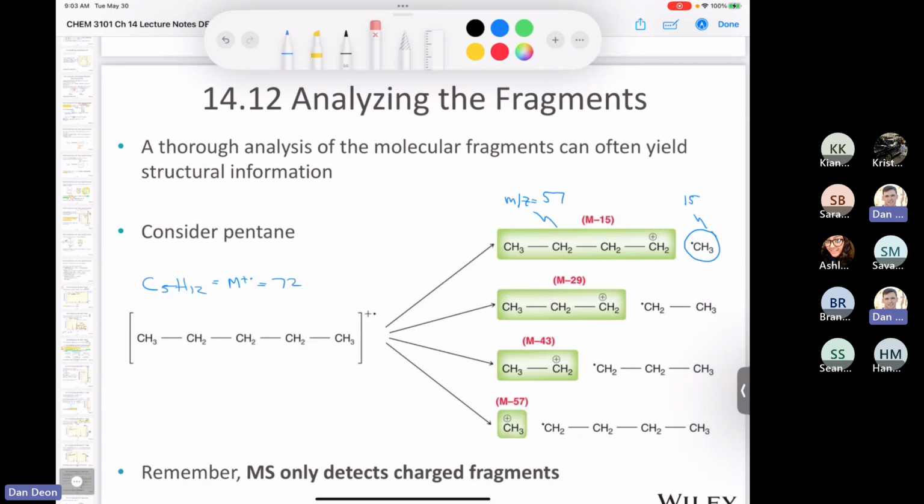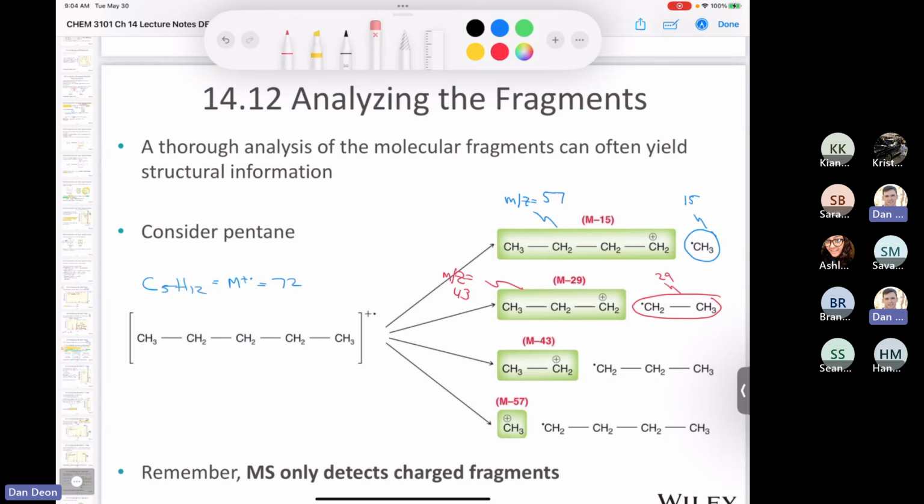If we were to break the next sigma bond, I'll use my red pen here, okay, you would lose an ethyl radical. Well, what's the mass of an ethyl radical? You got 2 times 12 for the 2 carbons, so that gives you 24 plus 5, which gives you 29. So this has a mass of 29. Now, if you take 72 and you subtract 29 from it, what does it mean? It means you're going to see something with a mass over charge equal to 43. So this propyl cation has a mass over charge of 43. So you're going to see the peak at a mass over charge of 43. But what that means is that you've lost 29. You've lost an ethyl radical. You can see where I'm going with this.